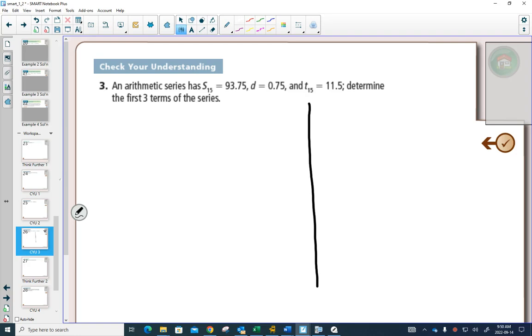When you have a formula sheet, you still need to know what the formulas stand for. And so far, we've had 3 formulas dealing with arithmetic stuff. We've had the general term formula. We've had 2 formulas for the sum.